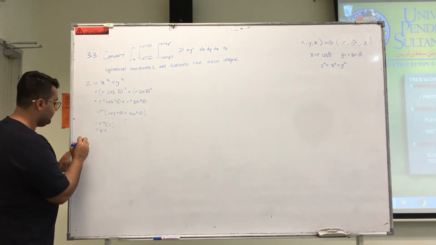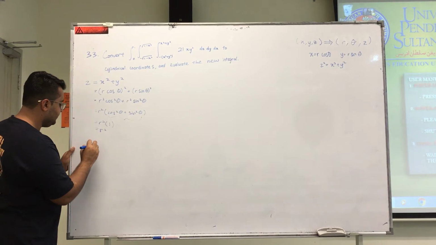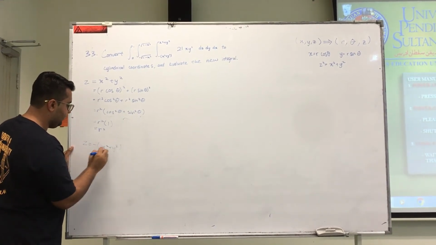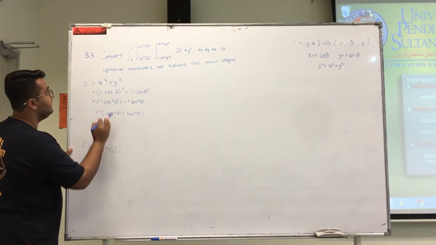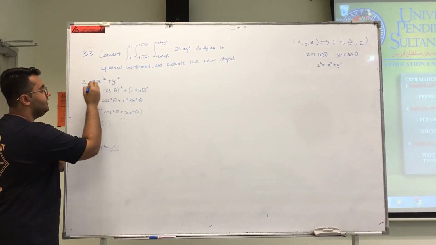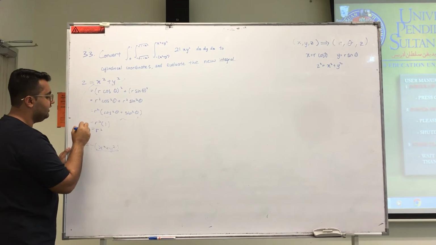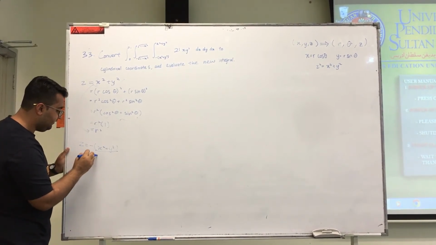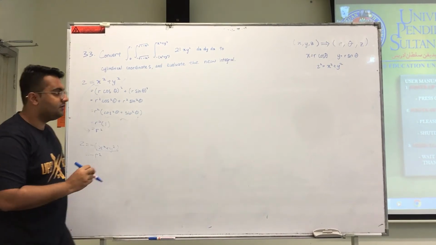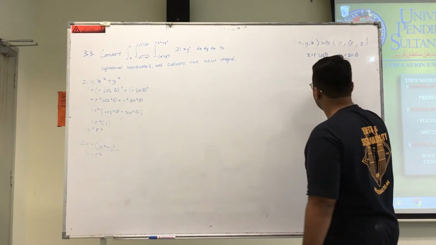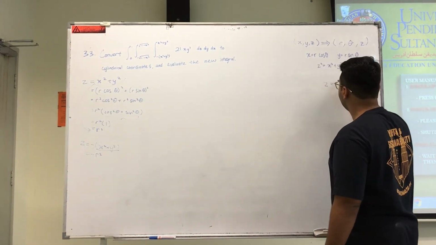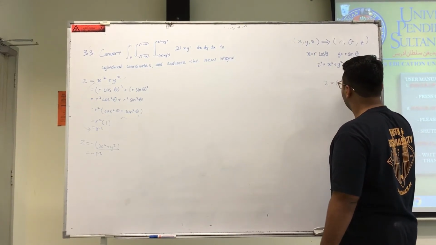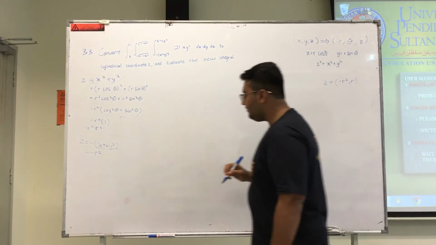For the lower limit, it is negative x squared plus y squared. As we can see, this is equivalent to this one, and this answer is r squared. So we will exactly get negative r squared. So we jot down here, z is from negative r squared to r squared. Okay.